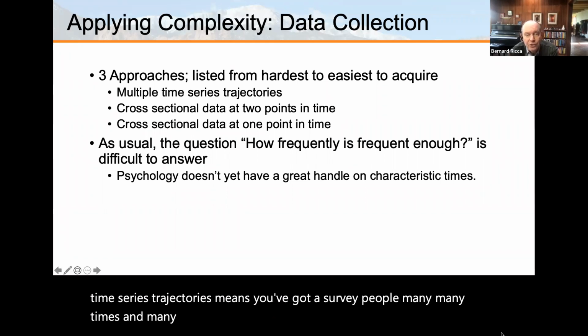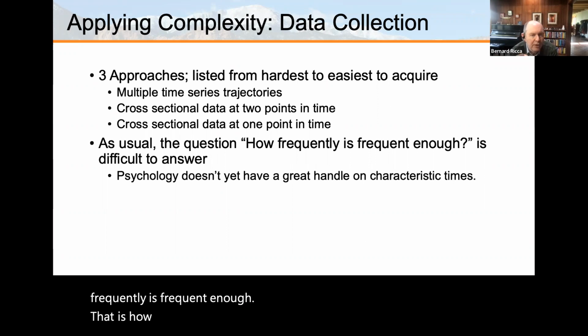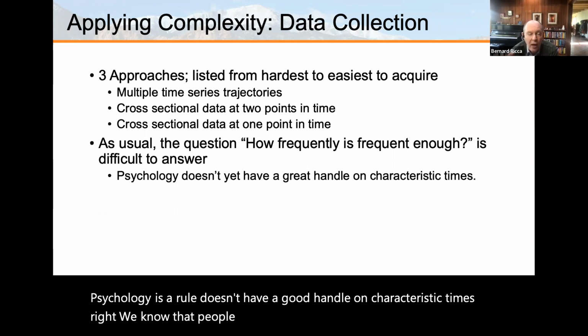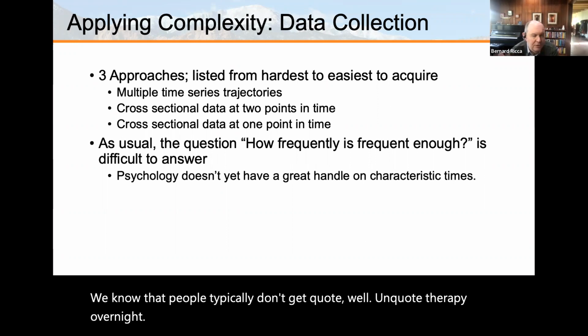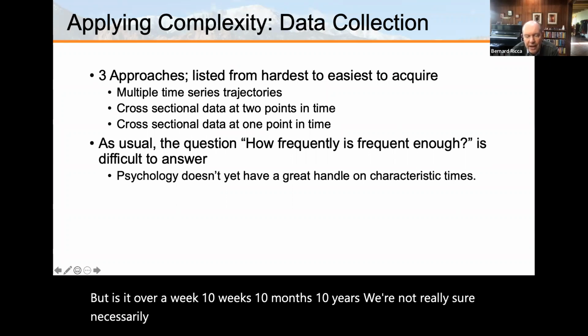As usual, the question that gets asked: how frequently is frequent enough? That is, how many time series points do I need? It is difficult to answer. Psychology as a rule doesn't have a good handle on characteristic times, right? We know that people typically don't get well during therapy overnight. But is it over a week, 10 weeks, 10 months, 10 years? We're not really sure necessarily. So this is a difficult question to answer.